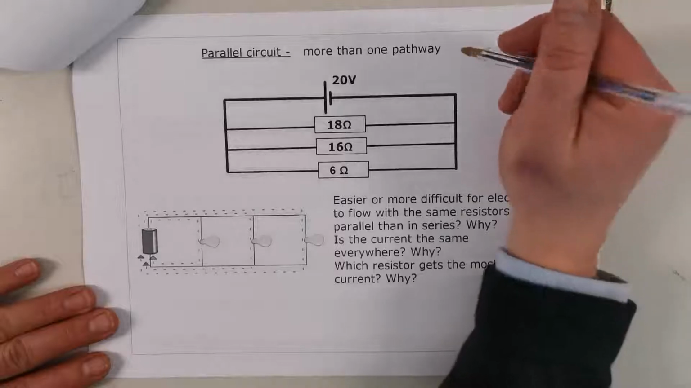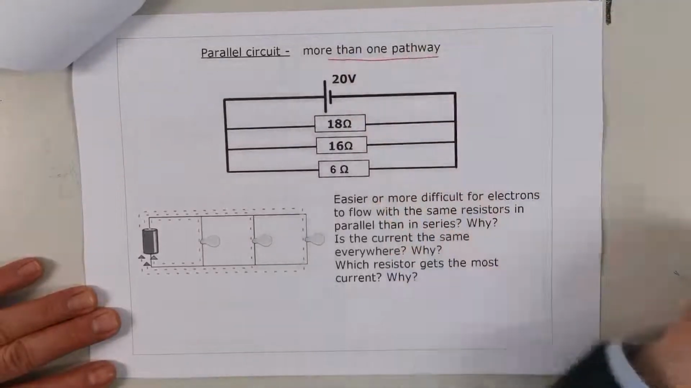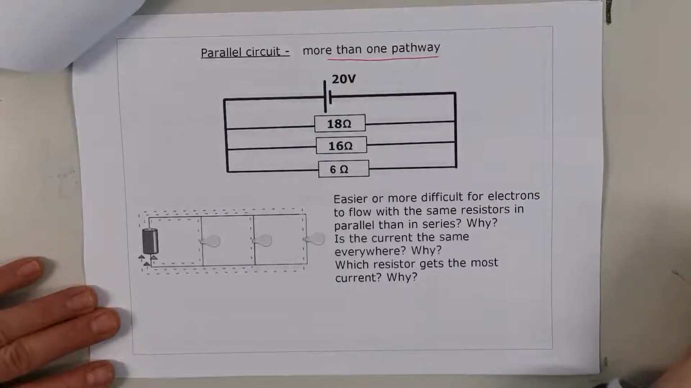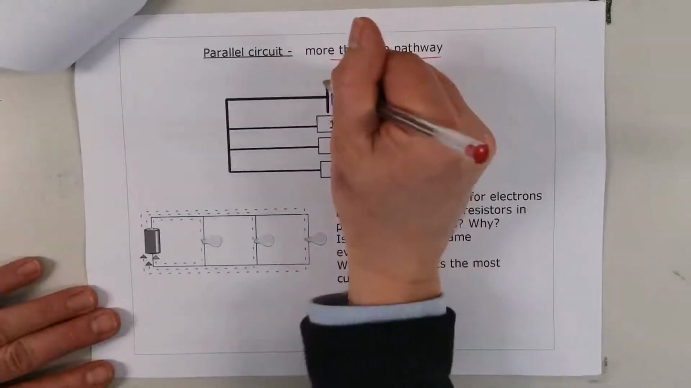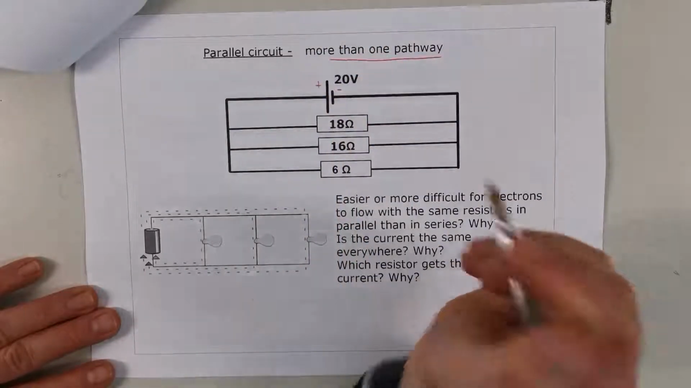This is a parallel circuit. Here's what I mean by a parallel circuit: we've got more than one pathway. So I'm going to label my positive and my negative again.